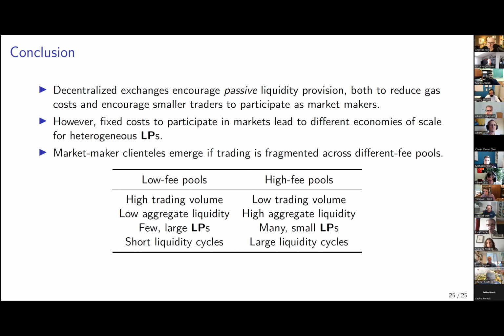And we see in the data this emergence of clienteles between very active low-fee pools, which is the playground for big, we would say, institutional liquidity providers, few large ones with faster turnover, faster churn of liquidity, short cycles, and constant refilling. These will have a lot of volume, but at any given time, they will have a lower depth because the depth gets rolled over.